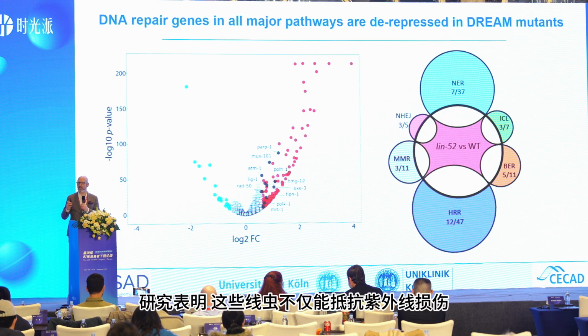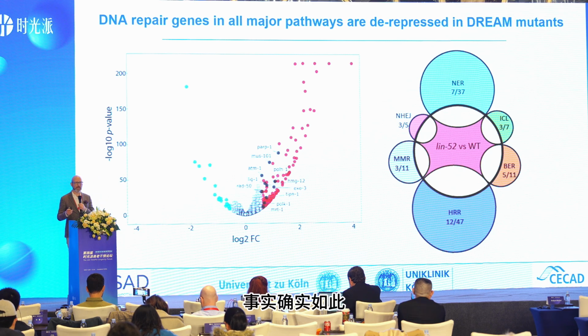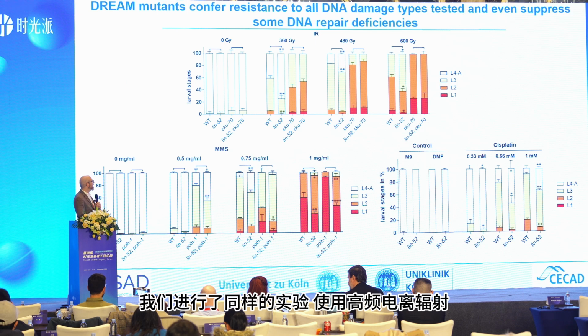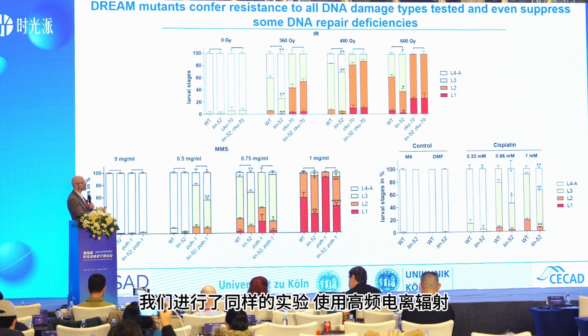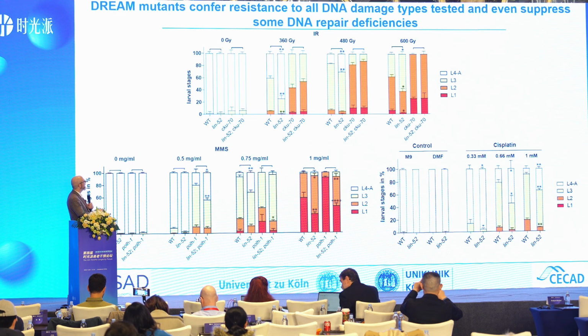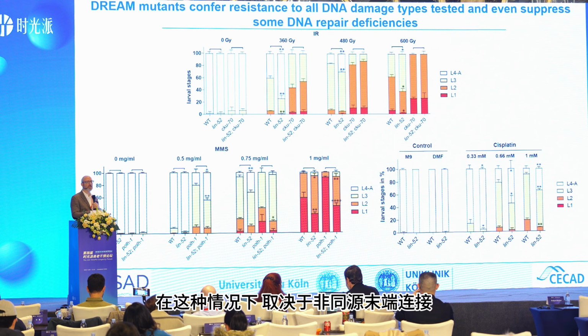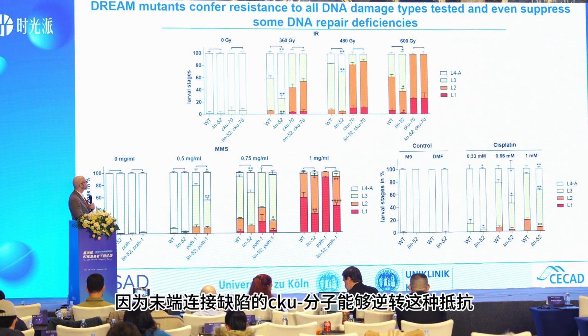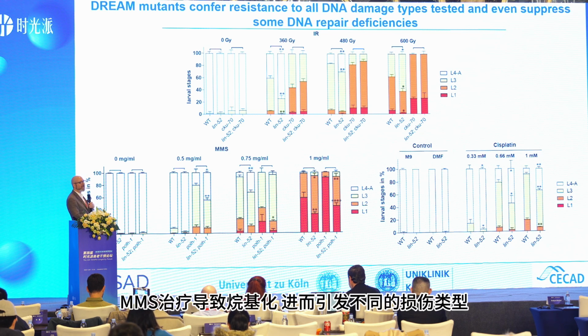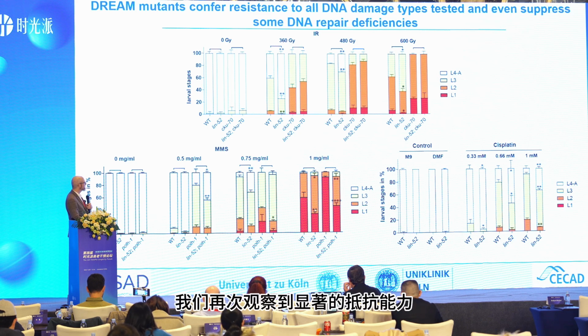Now this would suggest that these worms are not only resistant to UV, but to any type of DNA damage. That's indeed the case. So here we see that we use the same assay with ionizing radiation. We need high doses because these are post-mitotic cell types, and we see a significant resistance of the LIN52 mutants. In this case, it depends on non-homologous end joining, because an end joining defect with a CQ70 mutant can reverse the resistance. MMS treatment leading to alkylating lesions, a completely different lesion type, and again we see significant resistance.